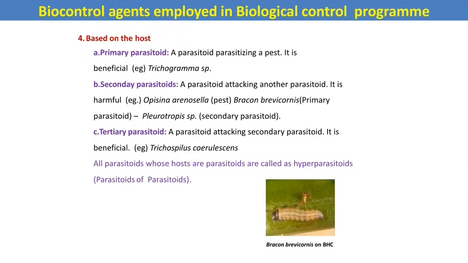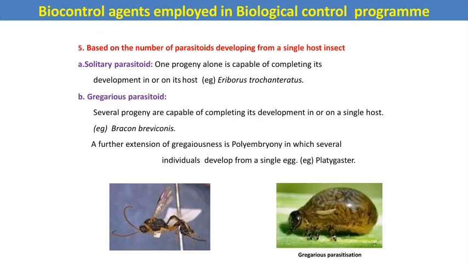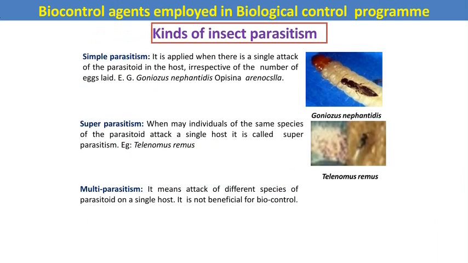Primary parasitoids are those parasitoids parasitizing the pest. A secondary parasitoid is a parasitoid attacking another parasitoid, and a tertiary parasitoid is a parasitoid attacking the secondary parasitoids. Then based on the number of parasitoids developing from a single host, there are solitary and gregarious parasitoids. The example for the solitary parasitoid is Elasmus species, and the gregarious parasitoid is Bracon species. Then these are some of the kinds of parasitism: simple parasitism, superparasitism and multiple parasitism.